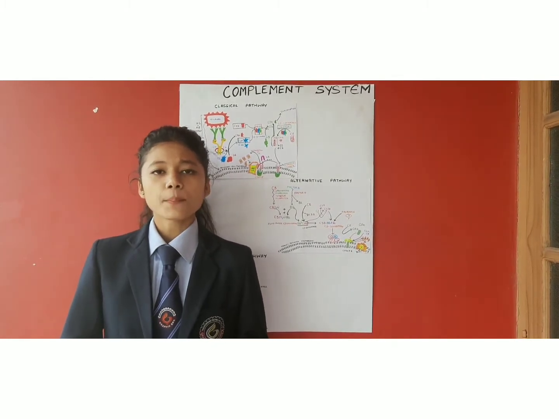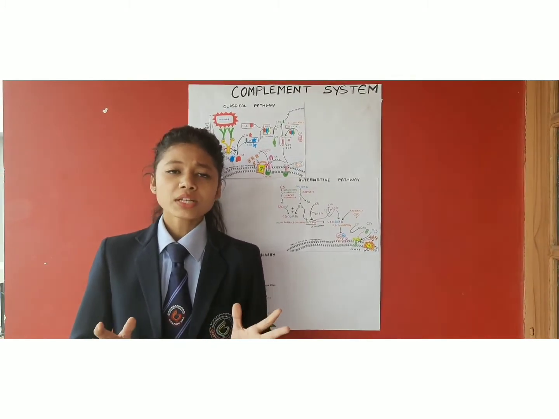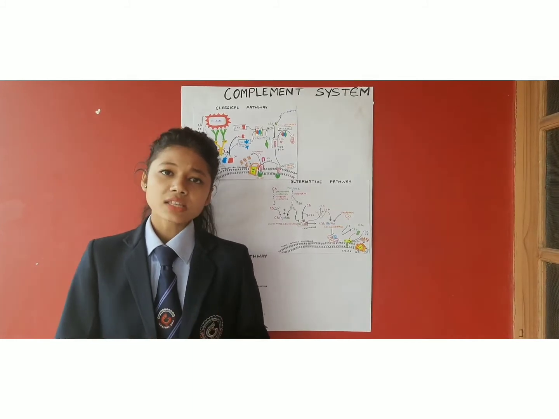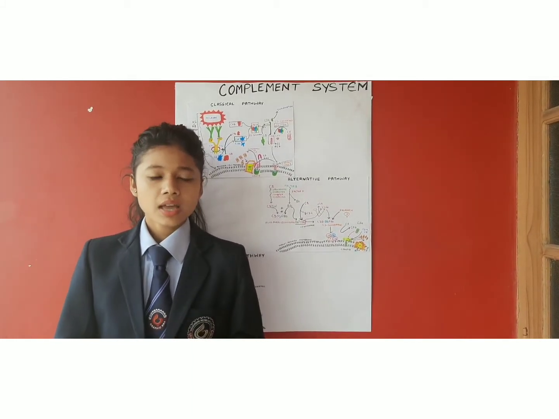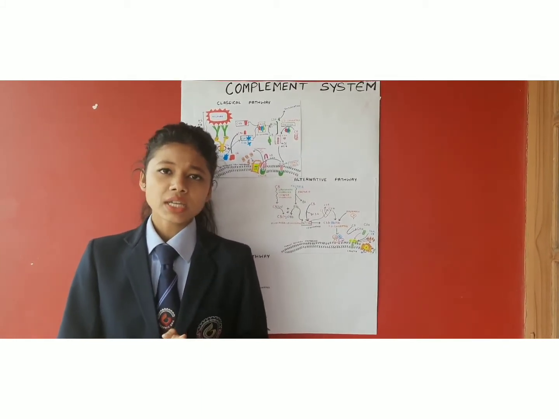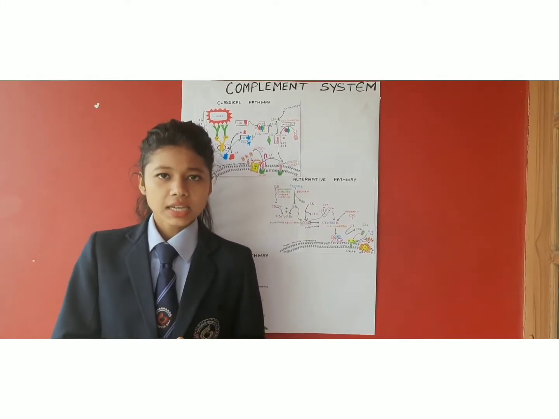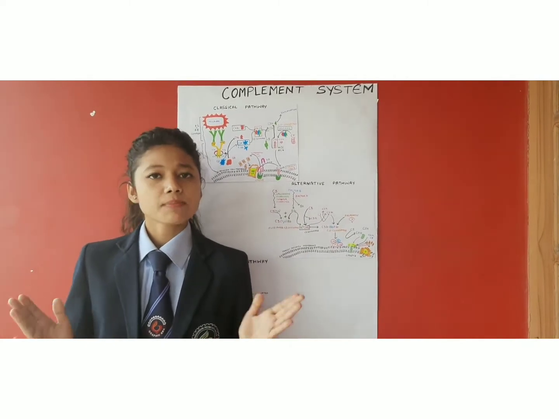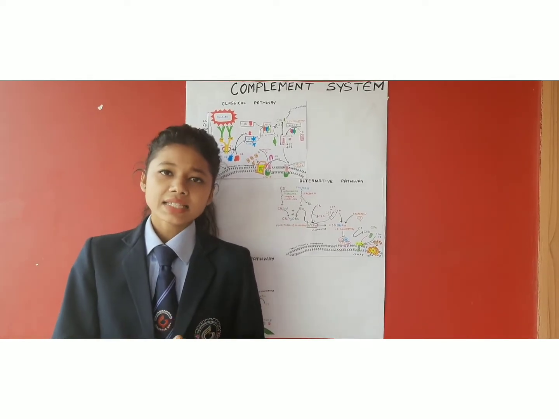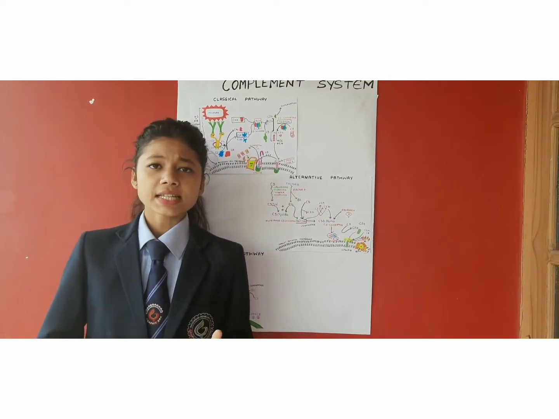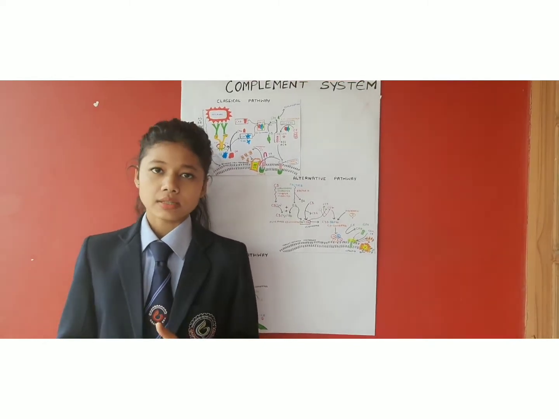Now, talking about the components of the complement system. First, it has the proteins from C1 to C9. Second, it needs antibody in the classical pathway. Third, it needs factor B, factor D and the properdin protein in the alternative pathway. Fourth, it needs lectin in the lectin pathway, and further it needs MASP1 or MASP2 proteins.